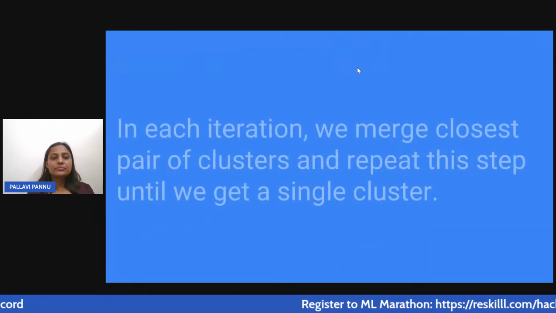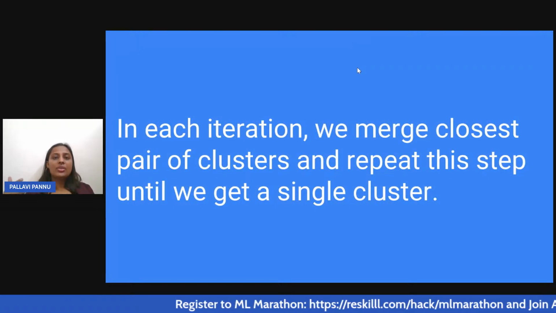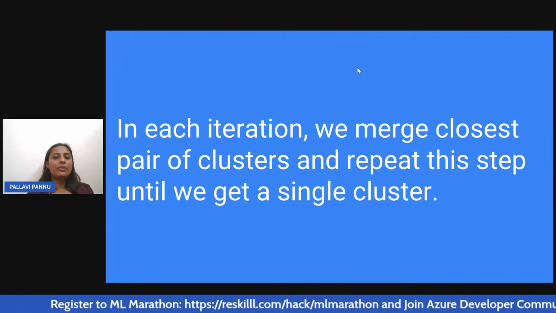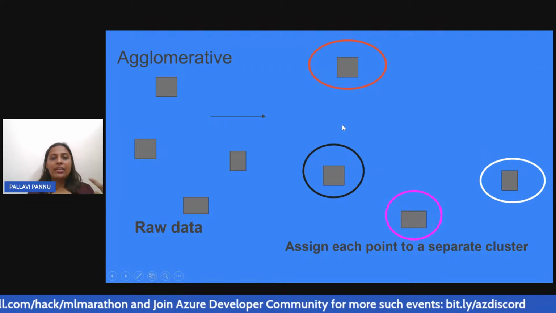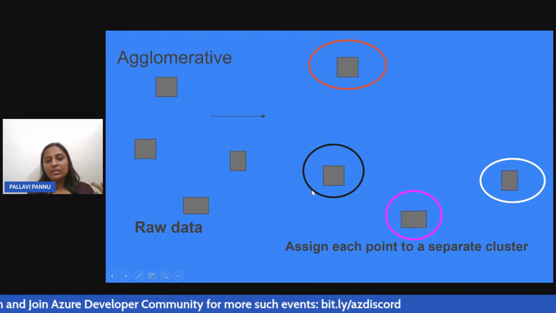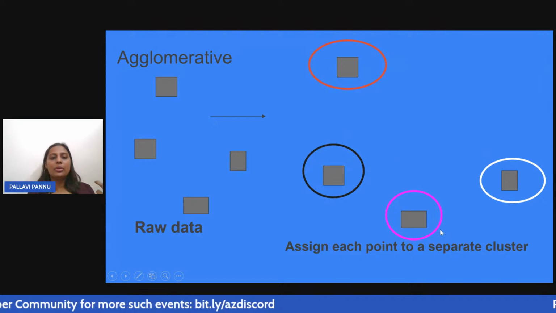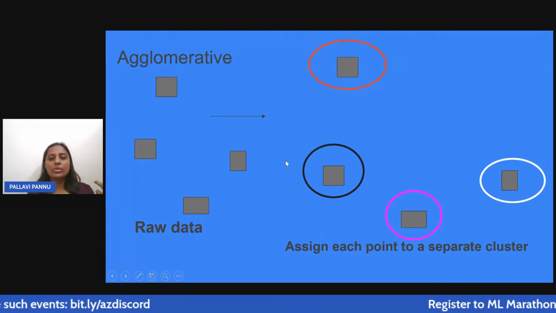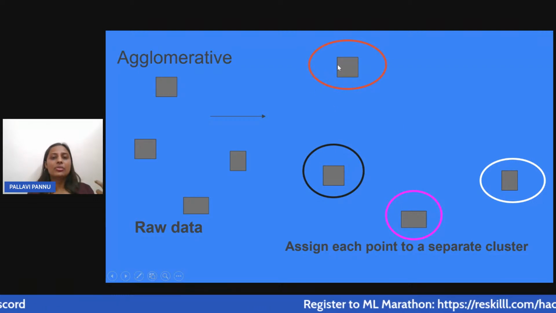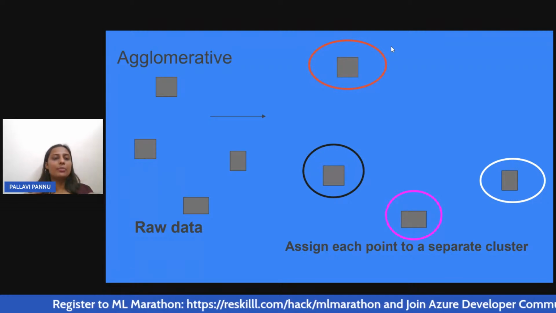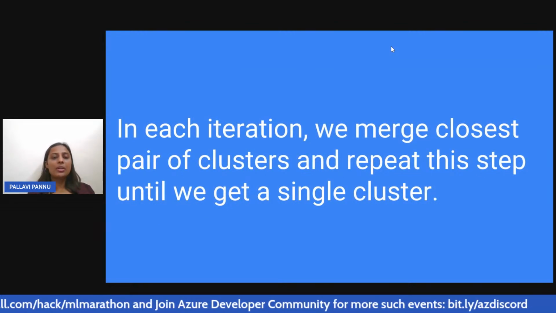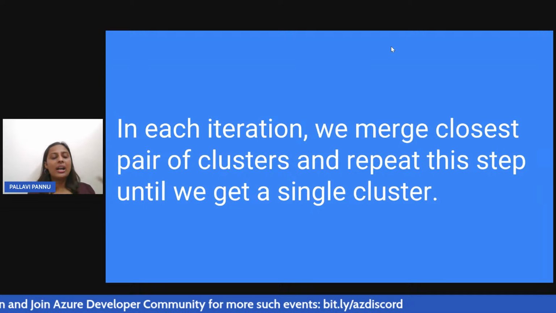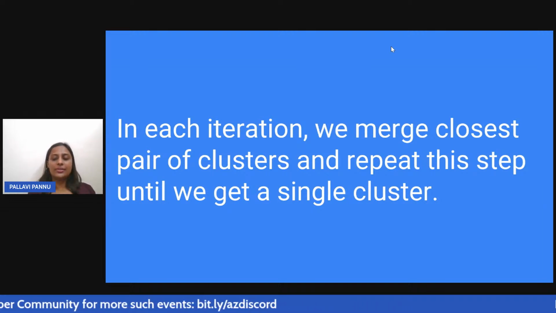Next, in each iteration, you're going to merge the closest pair of clusters and repeat this step. So let me go back. In iteration one, I'll see that these are closer to each other, so let's group them into a cluster. Next, I'll see that these are closer, so group them into one cluster. Next, group again. So at the end, we got only one cluster, because we are using a bottom-up approach. In each iteration, you have to merge the closest pair of clusters and repeat this process until you get a single cluster.